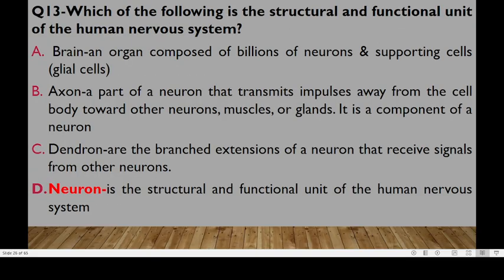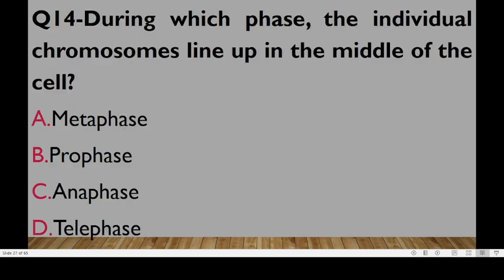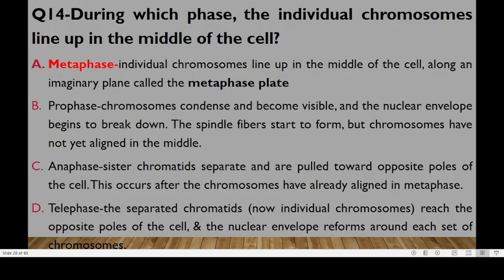Neuron is the structural and the functional unit of the nervous system. During which phase do the individual chromosomes line up in the middle of the cell?